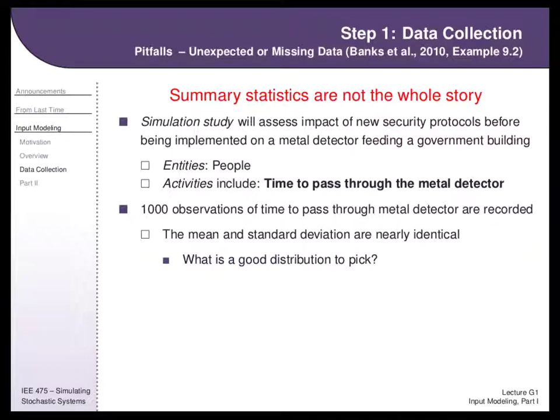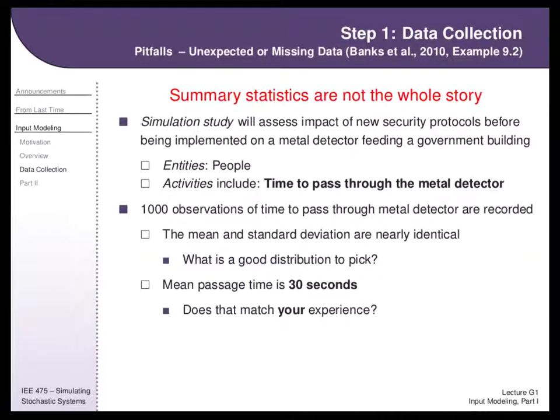It's gotta be an exponential. So following the experience that I mentioned a couple slides ago, I'm going to just take an exponential and match up the mean. But then I look at the mean, and it says the mean passage time is 30 seconds. Does it take 30 seconds to walk through a metal detector? I'm not talking about lining up, or taking your stuff off. Just walking through a metal detector, walking 3 feet. Does it take 30 seconds to do that? Probably not. So this probably indicates that an exponential with a 30-second mean is not going to be a good choice.